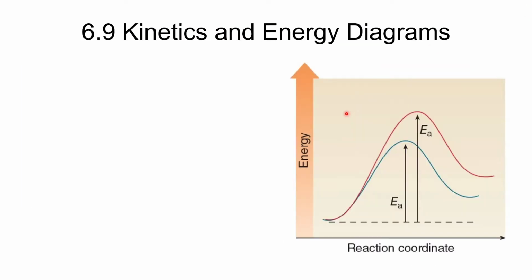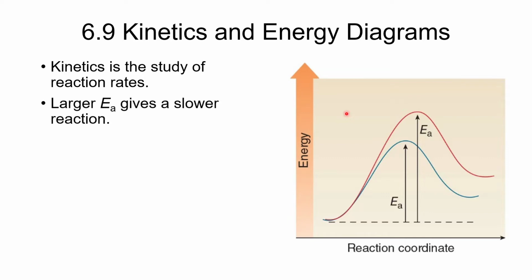All right, so in section 9, we want to look at kinetics and energy diagrams. We've talked about this a little bit already, but kinetics is the study of reaction rates. We'll find that the larger Ea is, the slower the reaction is going to be. So between these two reactions, the red line and the blue line, the red one is a slower reaction because it has a larger activation energy. So that is the easy way to do this.